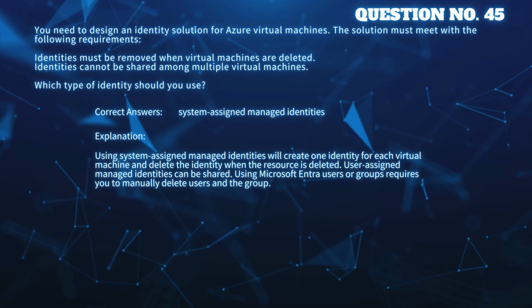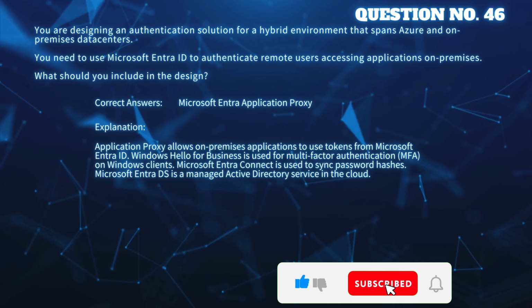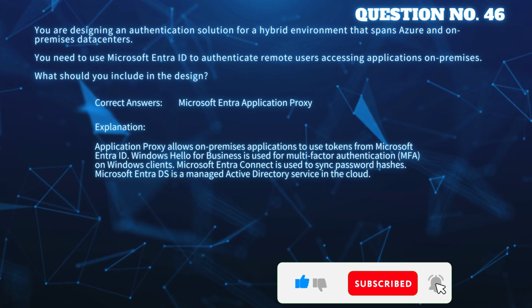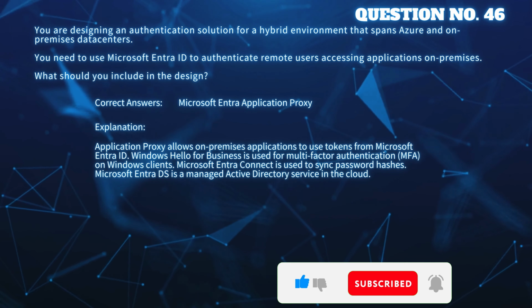Option 4, Windows Hello for Business. Correct answer, Microsoft Entra Application Proxy. Explanation: application proxy allows on-premises applications to use tokens from Microsoft Entra ID. Windows Hello for Business is used for multi-factor authentication, MFA, on Windows clients. Microsoft Entra Connect is used to sync password hashes. Microsoft Entra DS is a managed Active Directory service in the cloud.